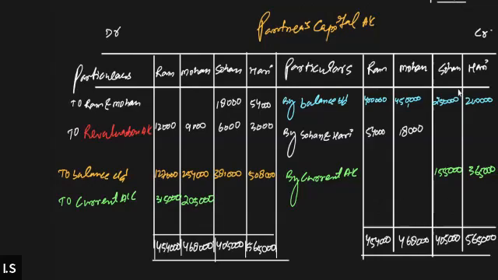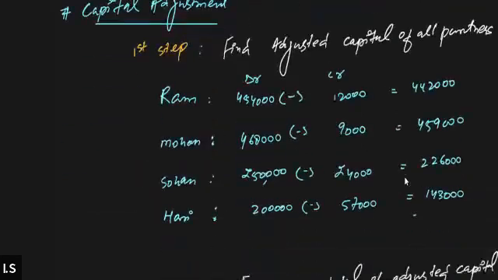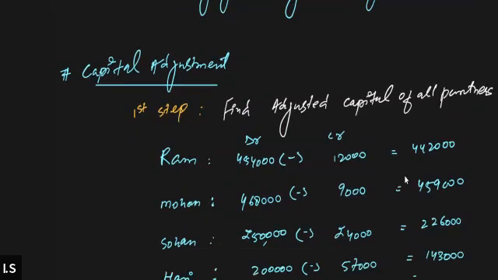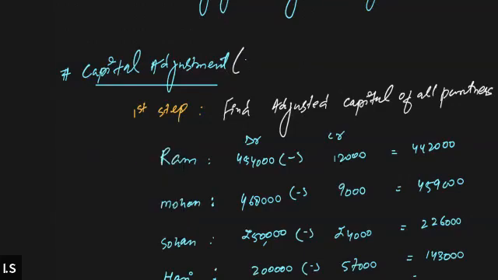Guys, first of all, just prepare the working note that we have made. Just note this down quickly. Capital adjustment, write this down as a working note. This is our working note number 2.